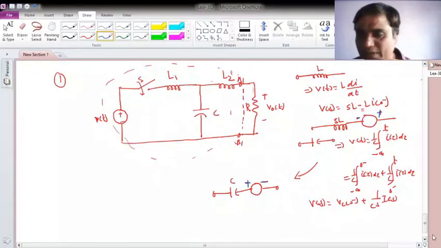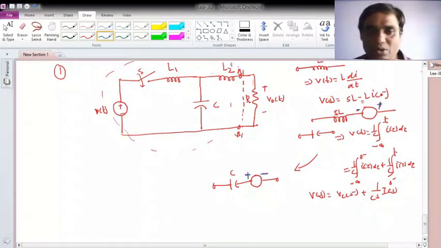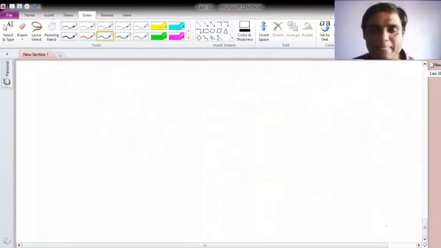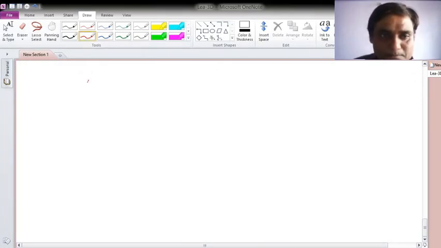Okay, fine. Now let me draw this equivalent in the Laplace domain. So how can we draw it? There was the voltage source. In the Laplace domain it is V of s. Write properly, V of s.